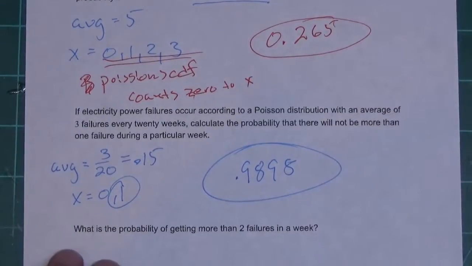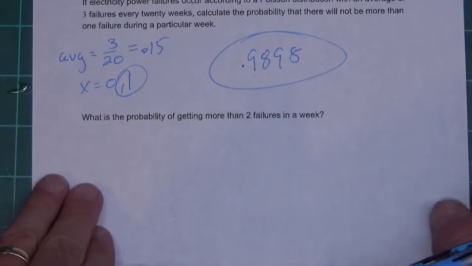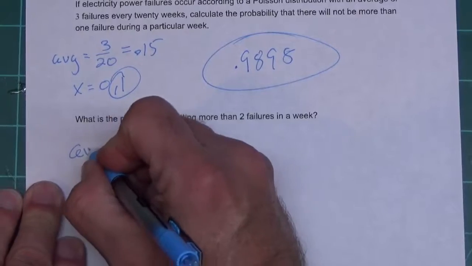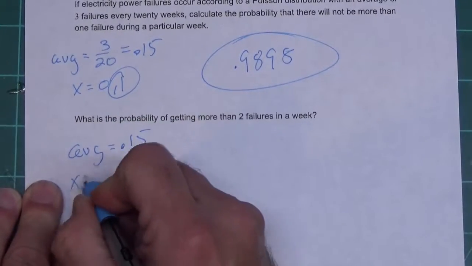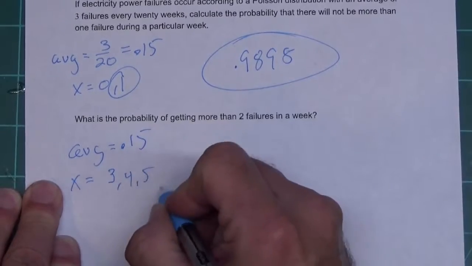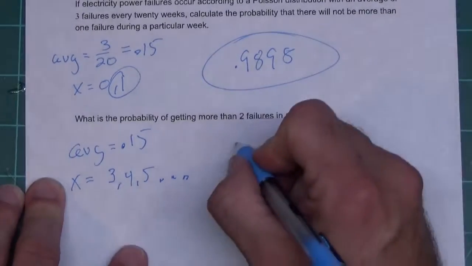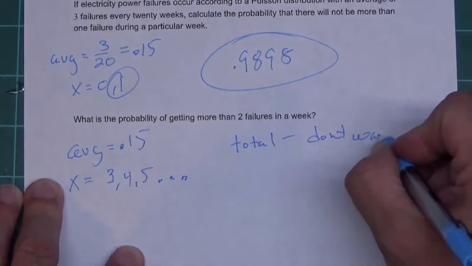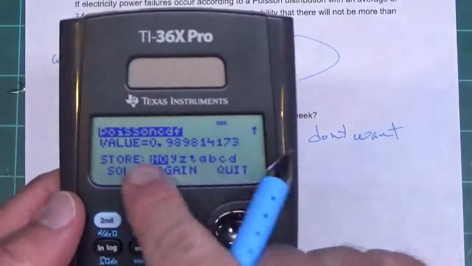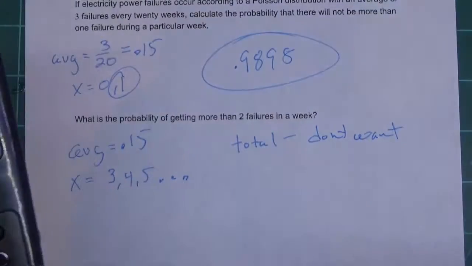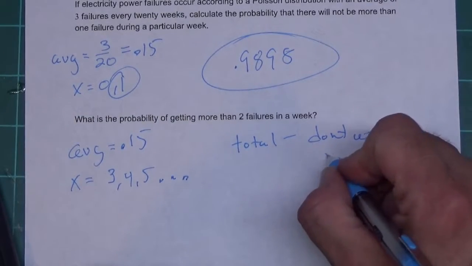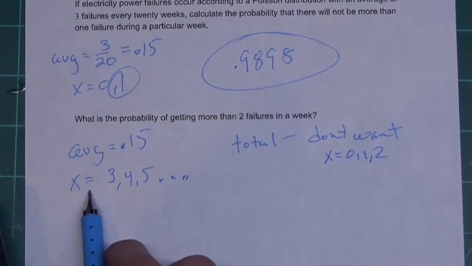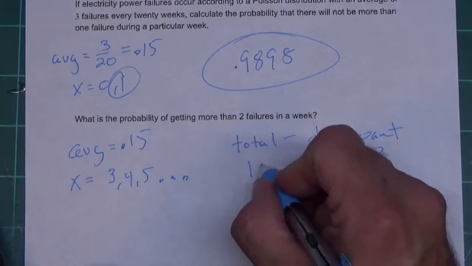Okay. Now, one more, and then this video is done. What's the probability of getting more than 2 failures per week? So my average is staying the same at 0.15. But more than 2 means x is 3, 4, 5, and so on. For this one, I'm going to have to do total minus what I don't want. When I do this one, I'm going to end up using the store feature on here so I can store it somewhere. Now, what I don't want will be x equals 0, 1, and 2, because that's not included in my list over here. The total for probability is always 1.